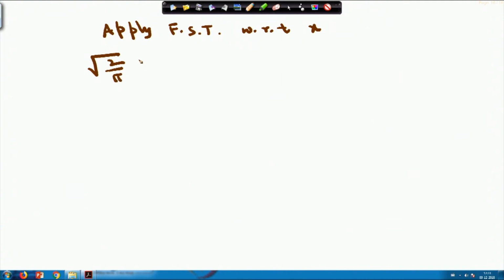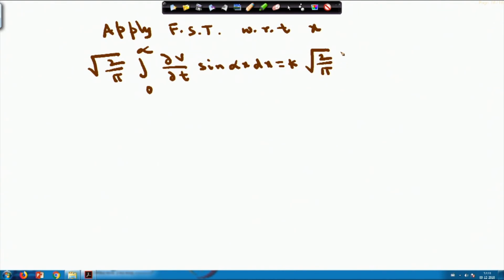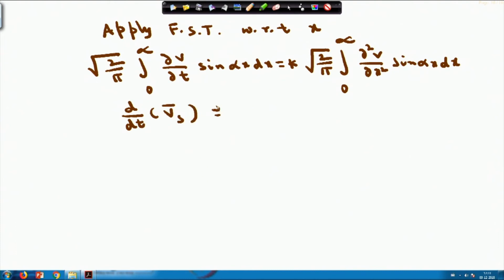The left hand side will be root over 2 by pi, integral 0 to infinity of ∂v/∂t into sin(αx) dx. This equals k into root over 2 by pi, integral 0 to infinity of ∂²v/∂x² sin(αx) dx. So the left hand side will be d/dt of v bar s, because the integral root over 2 by pi, 0 to infinity, v sin(αx) dx is nothing but the Fourier sine transform of v, which we are denoting as v bar.